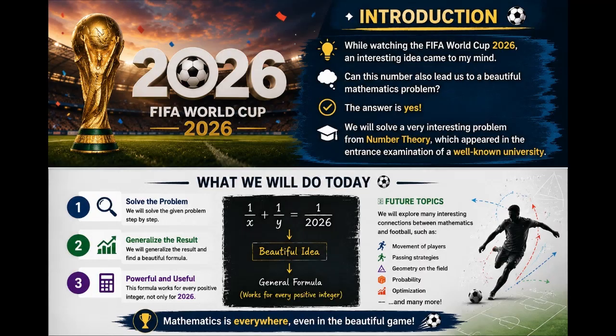First, we will solve the given problem step by step. Then, we will generalize the results. Finally, we will obtain a beautiful formula that works for every positive integer, not only for the number 2026. This general formula is very useful. If a similar question appears in another university entrance exam or in a mathematics competition with a different number, you will know exactly how to solve it. And this is only the beginning.